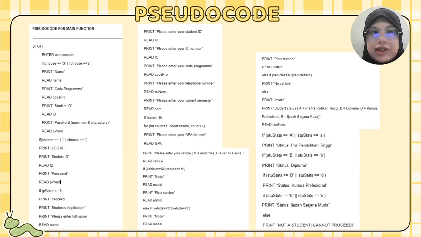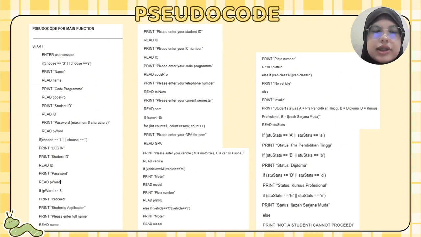Pseudocode form and function. Start. Enter user session. If choose equal to S, print name, code program, student ID, and password. If choose equal to L, print login, student ID, password. If password less or equal to A, print proceed, student application, enter their full name, student ID, IC number, code program, telephone number, and their current semester.